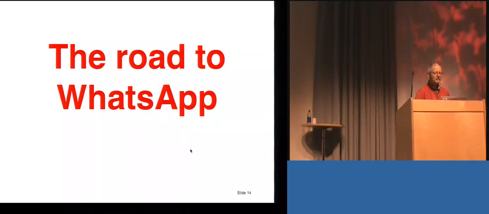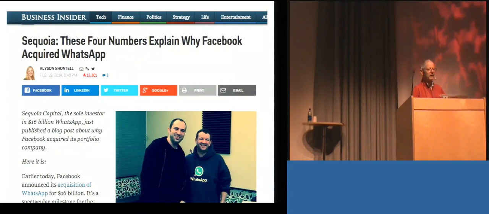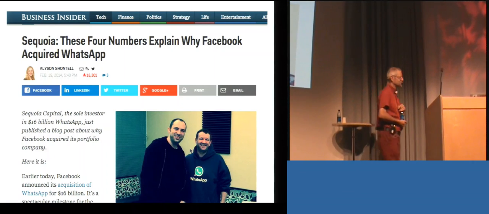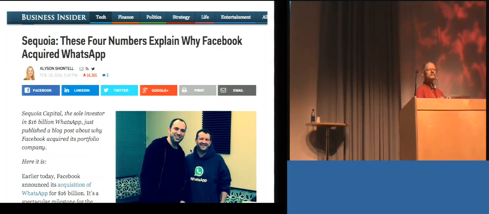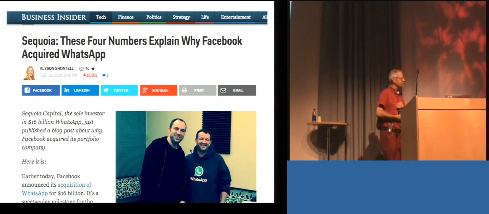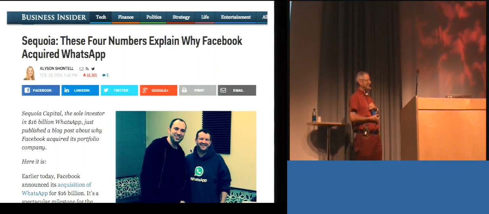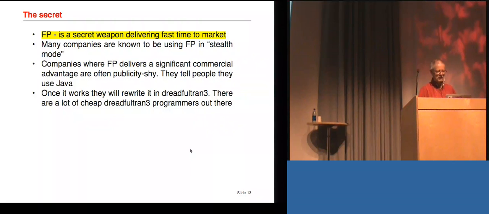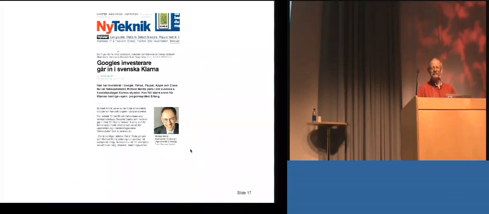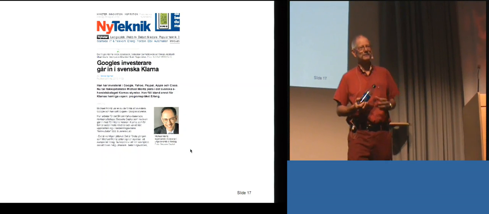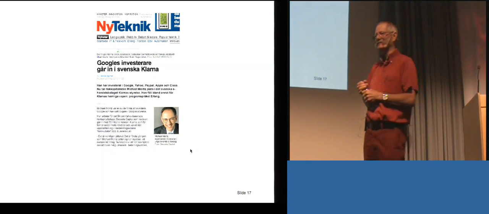So I went back to this slide here. There we are, Sequoia. These 4 years explain why Facebook acquired WhatsApp. Right. So who knows what Sequoia Capital is? Right. So who started a company who Sequoia Capital have invested in? Right. So Sequoia Capital have been running around the world investing in Erlang companies. Because they're the guys who invested in Google and Yahoo and things in the beginning.